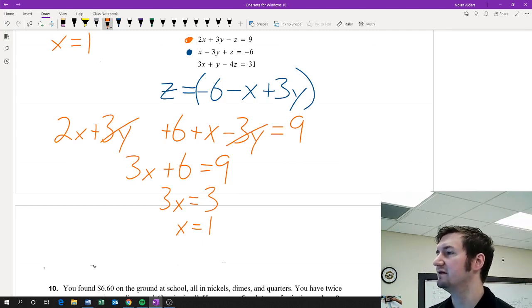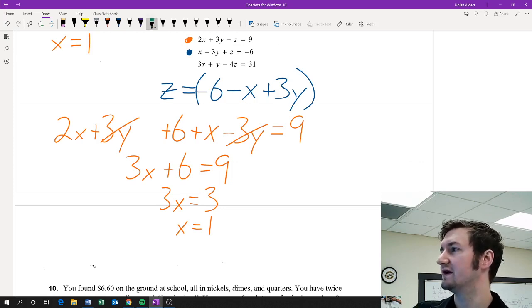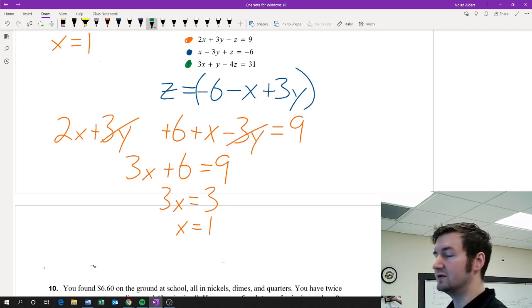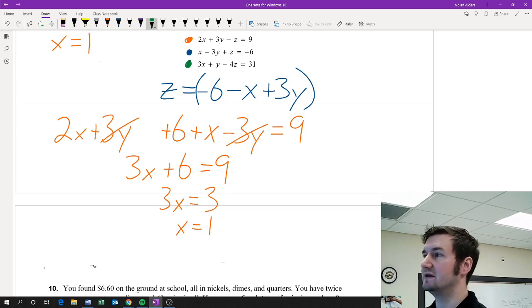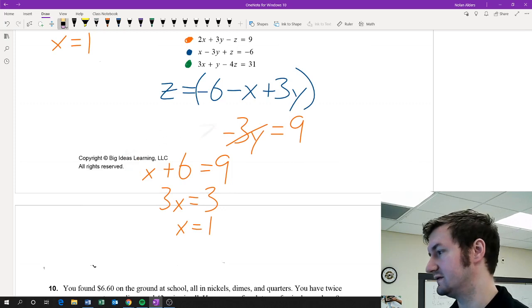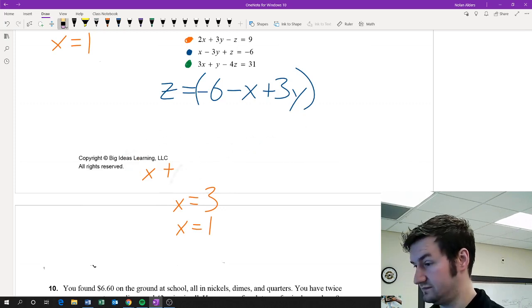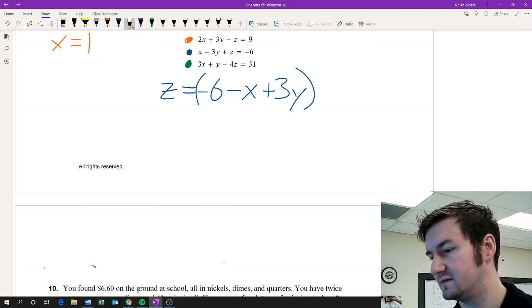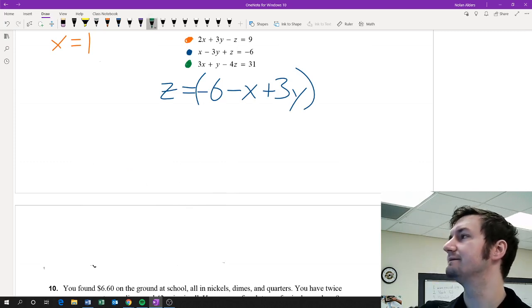Now, let's take that value of z and substitute it into the third equation. So we'll put that in green. All right. So again, we're going to take that value of z in blue, and we'll substitute it into the other equation. All right, so I'm going to erase all of this. And this showed back up, so let's erase that so we can write there.